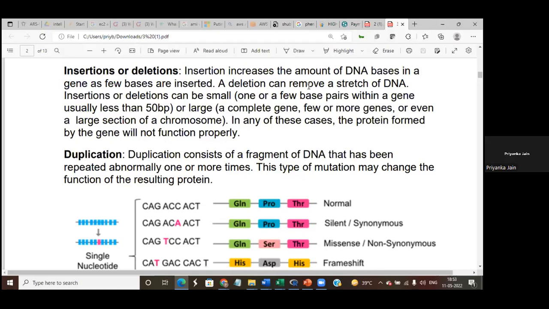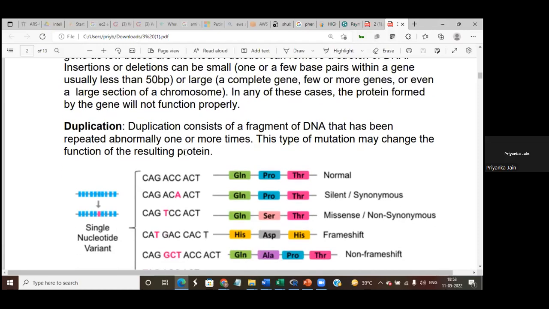So the deletion can remove a stretch of DNA, that is, the base pairs. And an insertion or deletion can be small or large, as I told you. It can be one or a few bases, usually less than 50 base pairs. It is not so big that it will completely truncate your gene. In any of these cases, the protein formed by the gene will not be functionally proper, because there will be a change in the codon, and the frame will also be shifted.